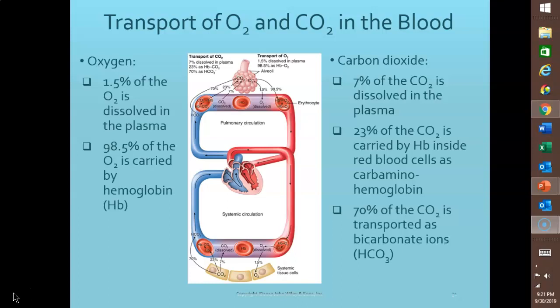Now, carbon dioxide is carried a little differently. About 7% of the carbon dioxide is dissolved in the plasma, about 23% is carried by hemoglobin, and 70%, by far the majority, is carried as bicarbonate ions. So we'll look at each of these and how they bind to that hemoglobin and what factors cause that hemoglobin to bind to them.